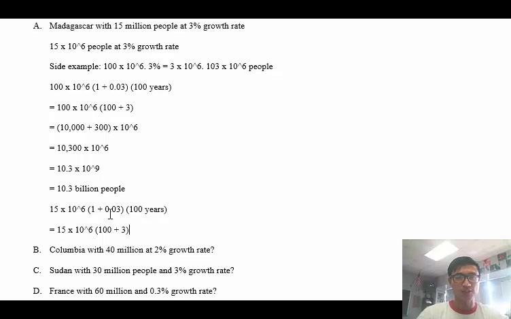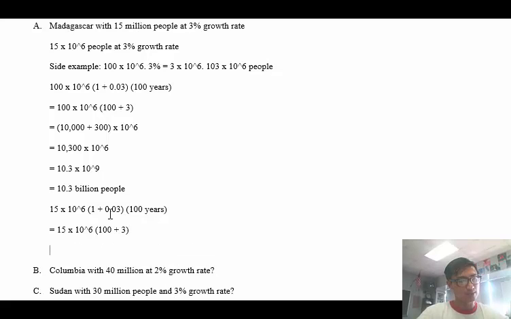It doesn't change much like before, right? It's just 15 million times 100 plus 3. And now we can multiply that 15 out. So I want you guys to multiply that 15 out. So 15 times 100, that's going to be 1,500. And 15 times 3, that's going to be 45.